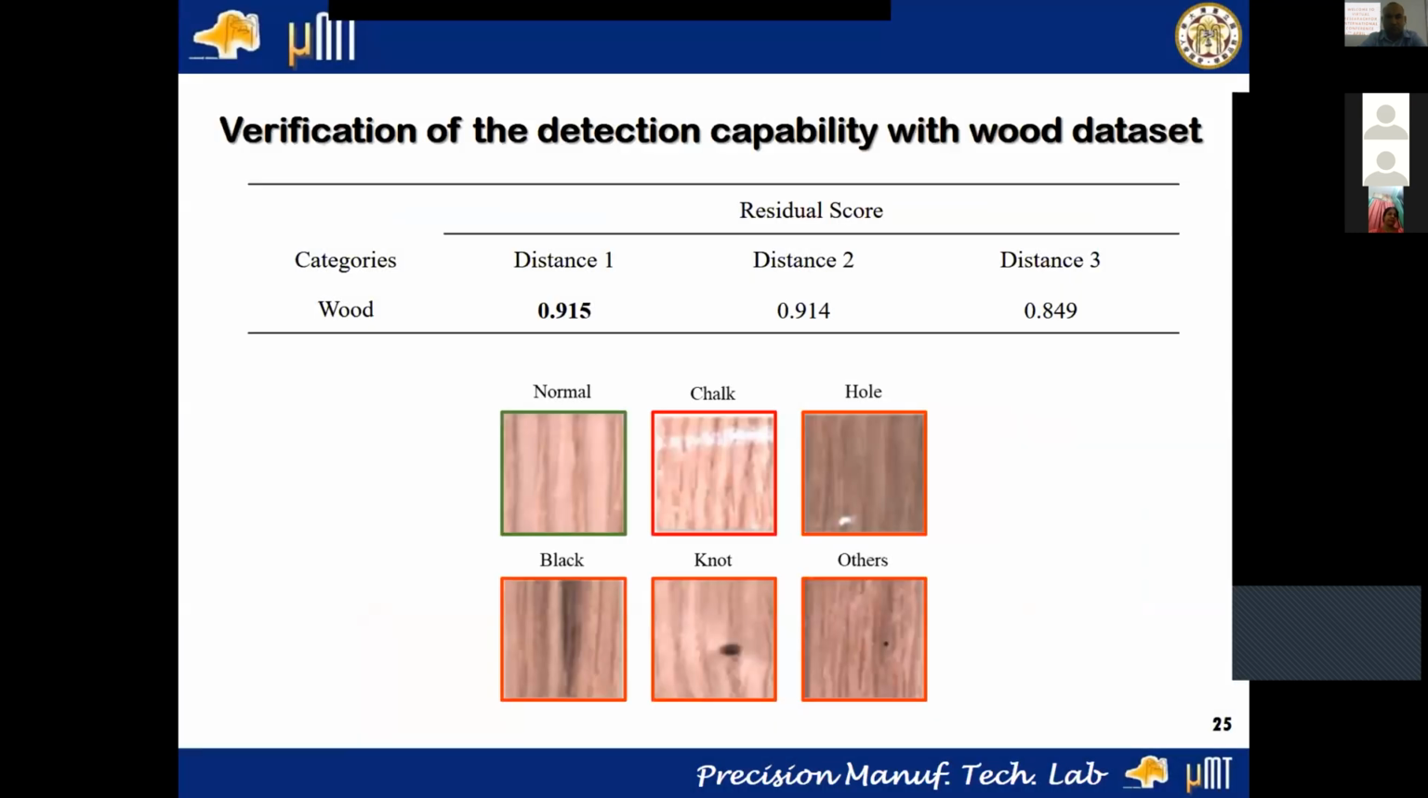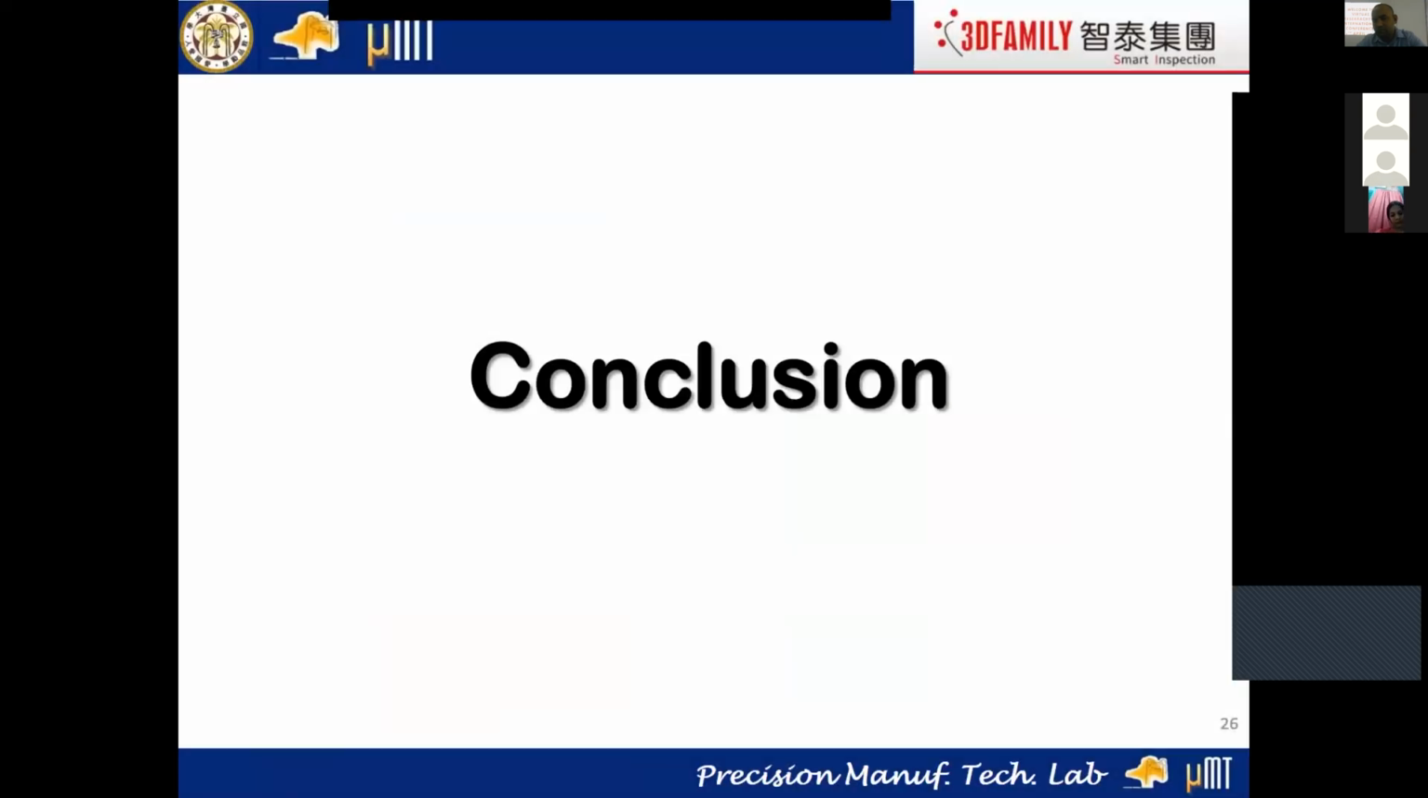This page shows the AUC of the wood dataset. It can be seen that GAN-Anomaly performed better by using distance 1 than distance 3. This was because the wood defect samples of the actual production line were texture samples, which increased the detection ability in feature extraction. Next, let's take a look at conclusion.